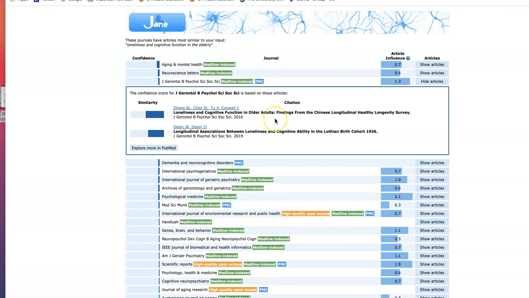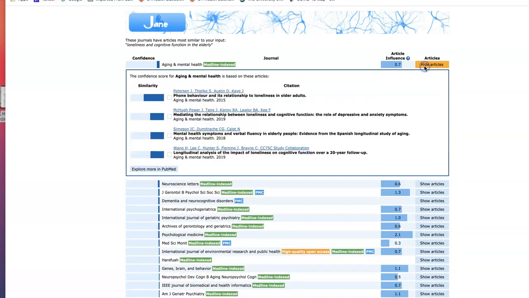Loneliness and cognitive function in older adults, findings from the Chinese Longitudinal Healthy Longevity Survey. Longitudinal associations between loneliness and cognitive ability in the Lothian Birth Cohort. So that is a really good one. The other thing to look at is the year this was published. These are pretty recent, 2016, 2019. So this is a topic that they do print articles on recently. Let's go back to the very first one, Aging and Mental Health, and look at those years: 2015, 2019, 2018, 2019. So that's good.